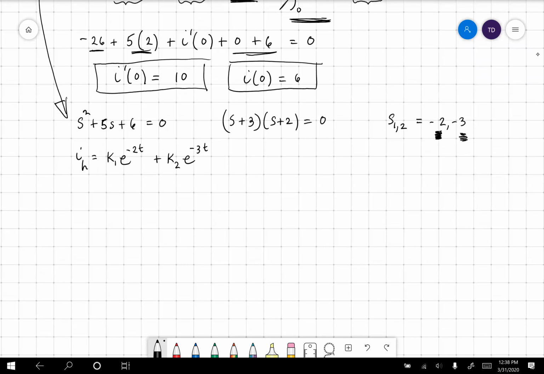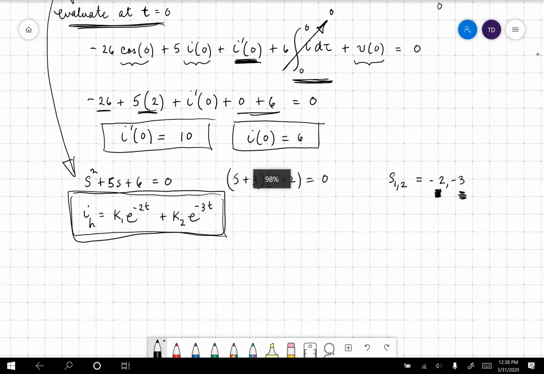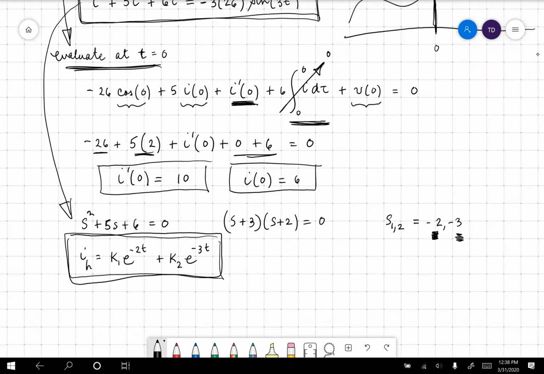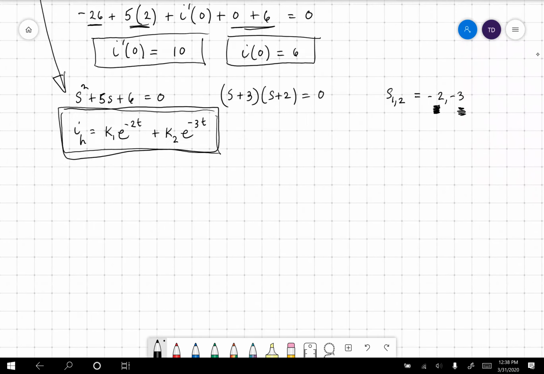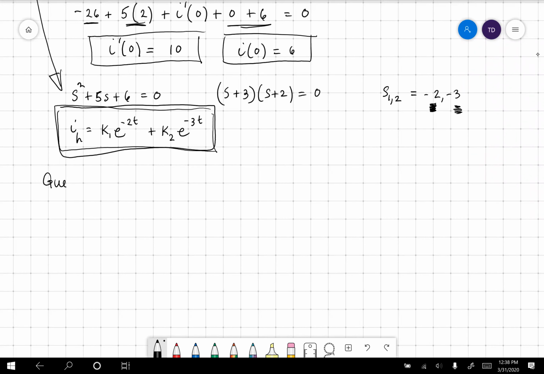Okay, we have the homogeneous response, boxed out. With all these things of boxing out, all this work that we're doing. Now we need the forced response. So look at this function over here. That's the forcing function. So what is my guess going to be? Guess is equal to A cos 3t plus B sin 3t. Excellent.